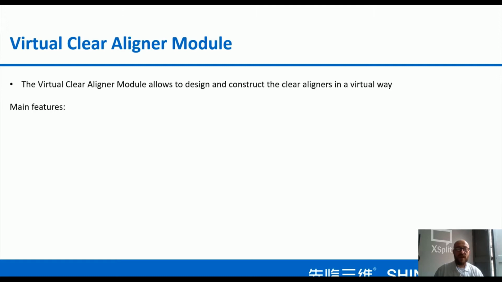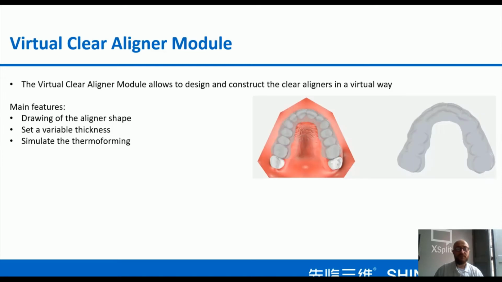Then the Virtual Clear Aligner module allows to design and construct the clear aligners in a virtual way. So you can draw the aligner shape, setting the needed value of thickness. It's also possible to set a variable thickness for each aligner, and it's possible to simulate the thermoforming process. On the right side of the screen, you can see a sample picture of the virtual clear design.